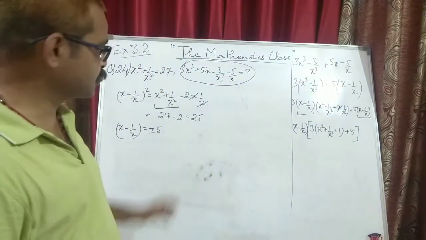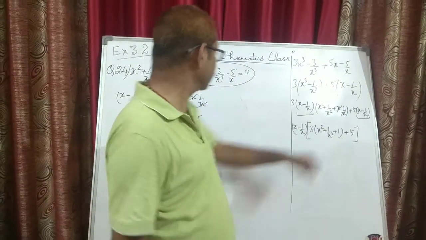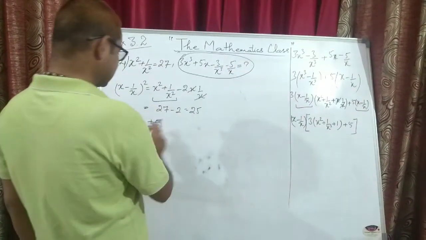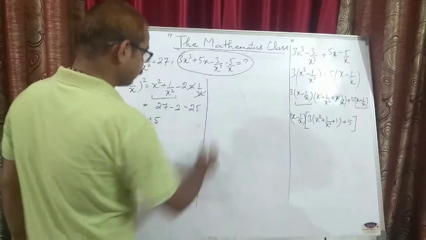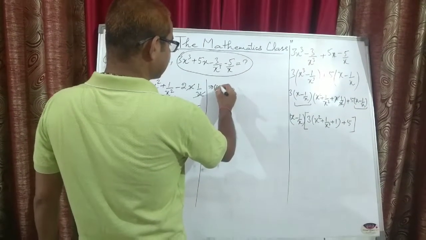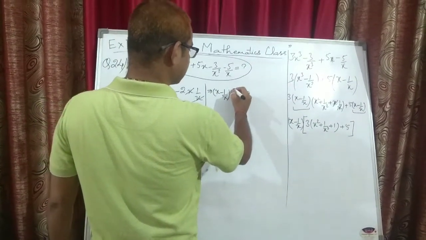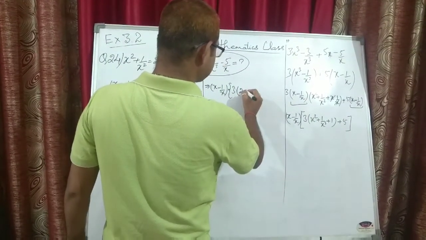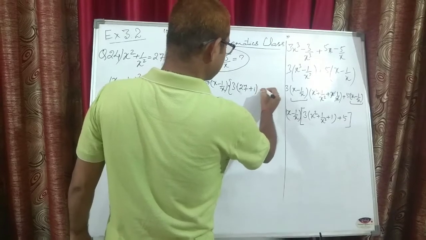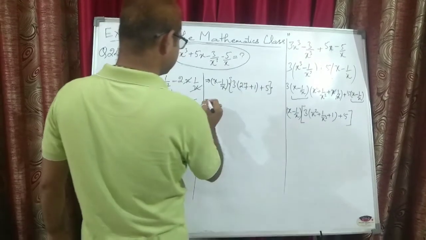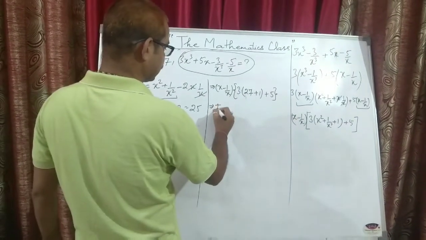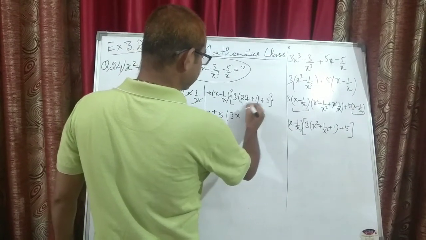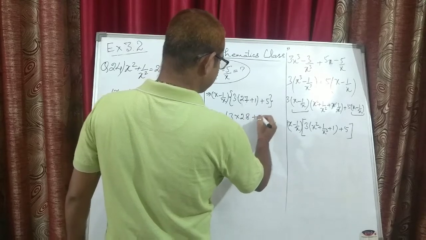Now if we substitute the value of x square plus 1 upon x square, that is given 27. X minus 1 upon x is how much? It is given plus minus 5, so I am solving it here. Finally you can say x minus 1 upon x times 3 times x square plus 1 upon x square, which is 27 given, plus 1 and plus 5. This is x minus 1 upon x, you have calculated, plus minus 5. This is into 3 times of 27 plus 1 is 28, plus 5.